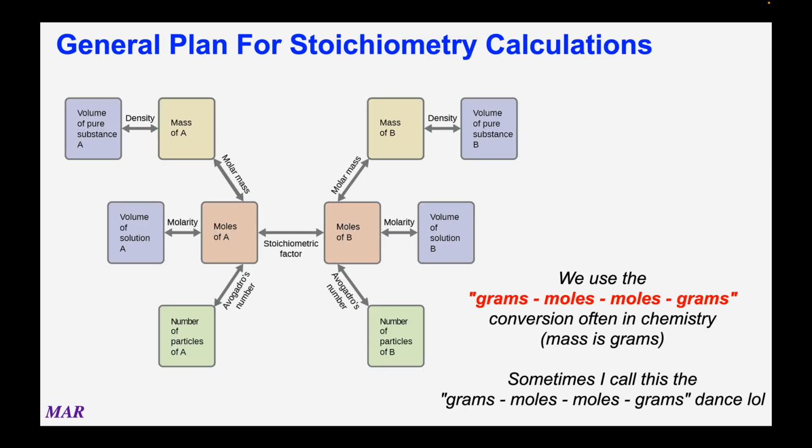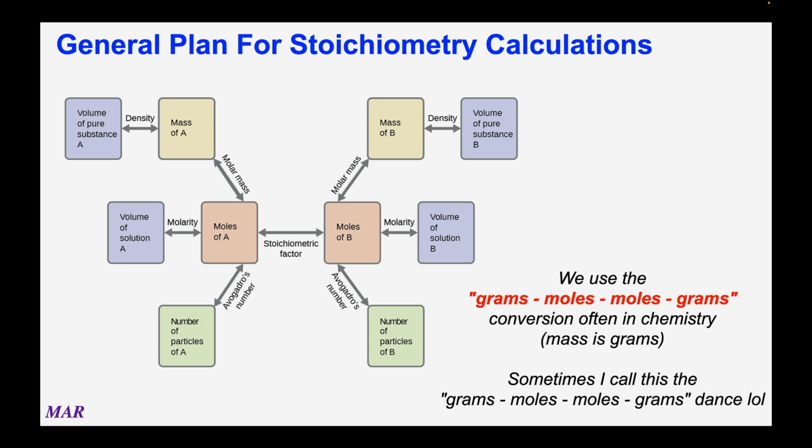Pretty cool. This is a general plan for doing these stoichiometric problems, and you may find this useful, you may not, but here's the punchline. At the core of all these problems is going to be the mole-to-mole ratio that comes from the balanced equation. That's the stoichiometric factor. You may be going reactant to product, product to reactant, reactant to reactant, whatever, but that ratio, that factor, has to come from the balanced equation, and that's why it's so important.